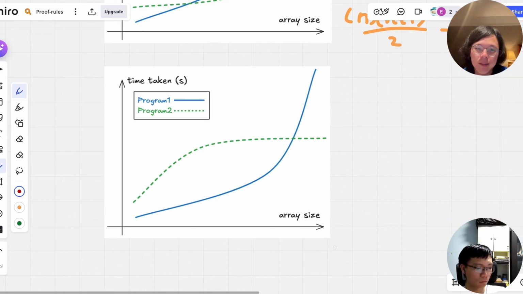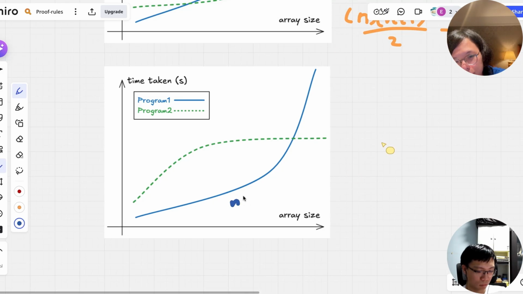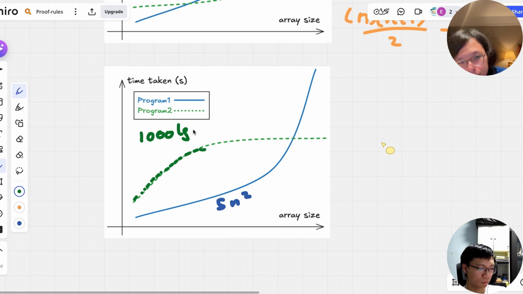So what do I mean by this, right? Let's just say that I have two programs for whatever reason, okay? And let's say that for the blue one that I have here, we know that the trend is something quadratic, maybe like 5n squared, hypothetically, as an example. And let's say I have another program that tries to solve the same problem, but it's a green curve and maybe it looks something like, I don't know, 1,000 log n. Okay, so we have two curves here.